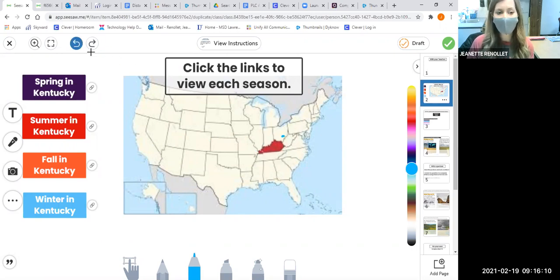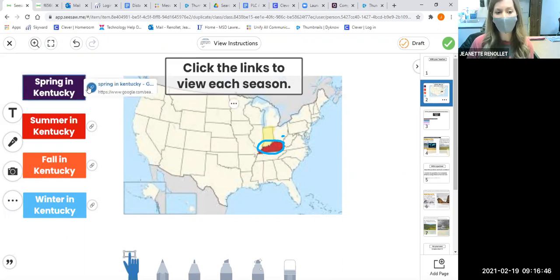Kentucky is just south of Indiana. Indiana is what I'm coloring yellow. So if you notice, Indiana and Kentucky are neighbors. In our country, they are right next to each other. Today, we're going to take a look at what the weather patterns are like in Kentucky as an example of a temperate climate. So the first thing we're going to do is click on the purple link.